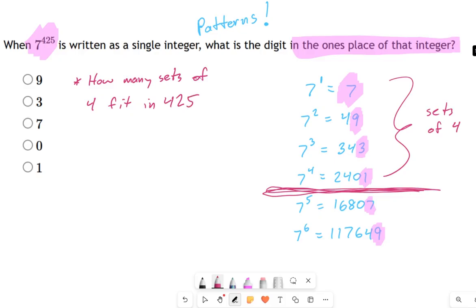Okay, now, if you think about it that way, you'll realize this is just division. So we do 425 divided by 4, and now is where you might break out a calculator for this. You're going to get 106.25. And another way to think about that is 106 with a remainder of 1. Okay? In other words, this set of 4 is going to repeat 106 times.